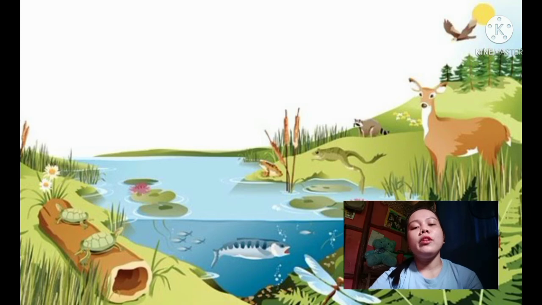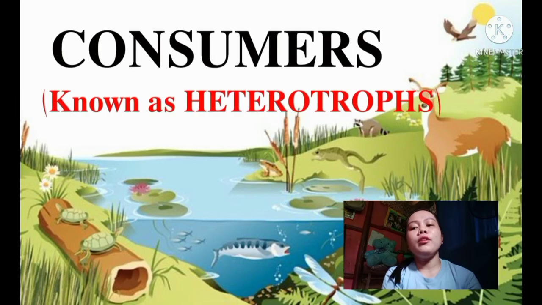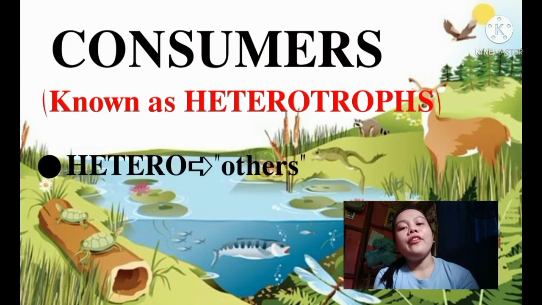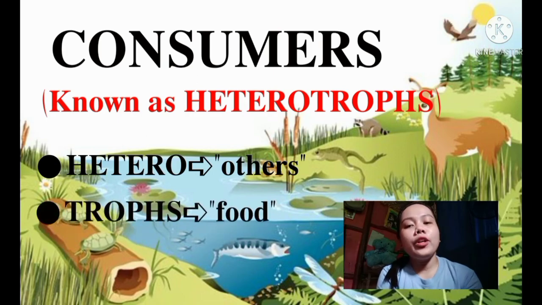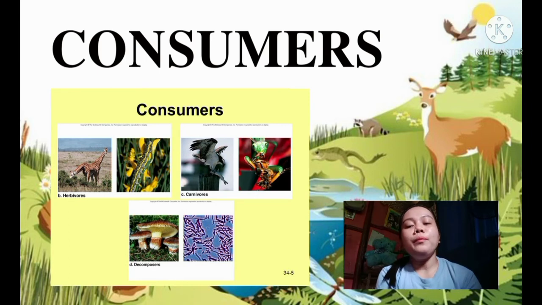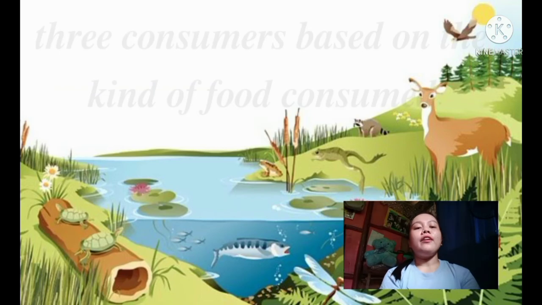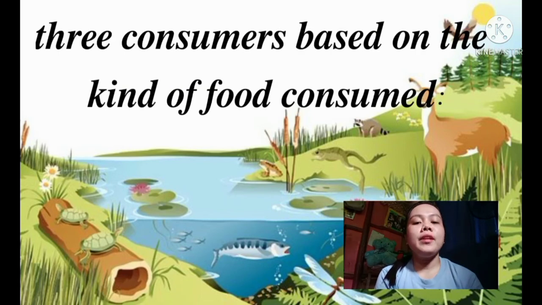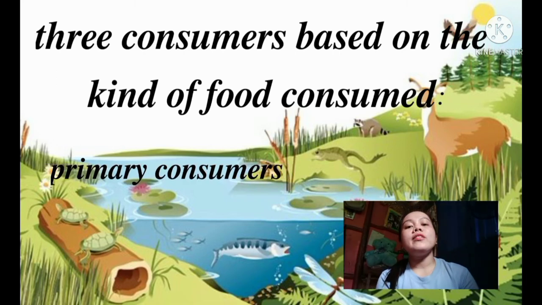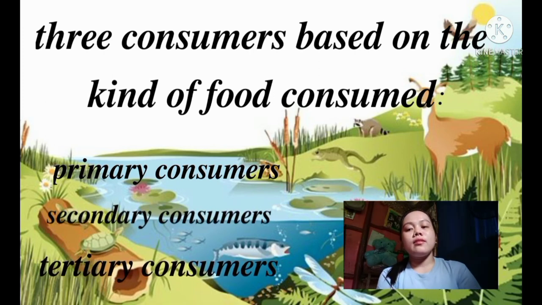Next is consumers. Consumers mo na siyang known as heterotrophs. Hetero means others and trophs meaning food. Consumers are organisms that obtain their food by consuming other organisms. There are the three following consumers based on the kind of food consumed. First is primary consumers, secondary consumers, and tertiary consumers.